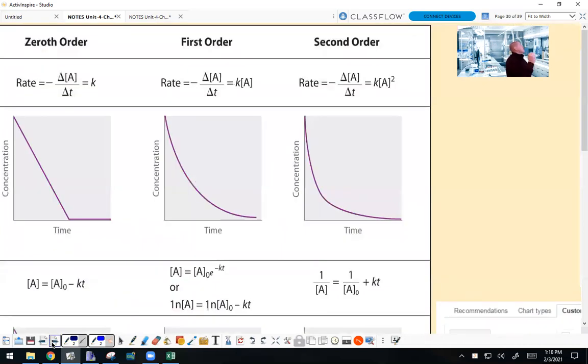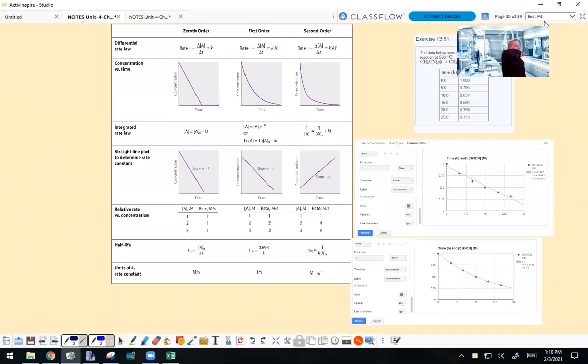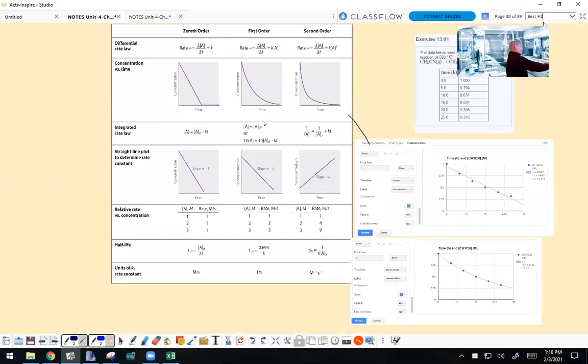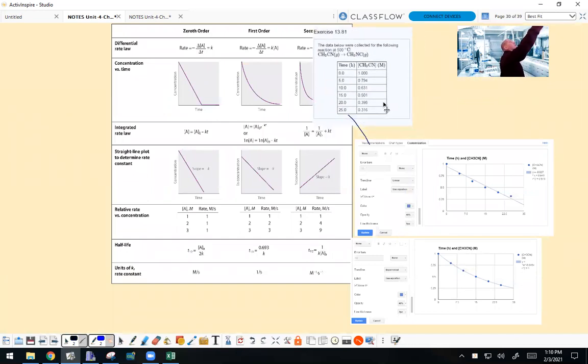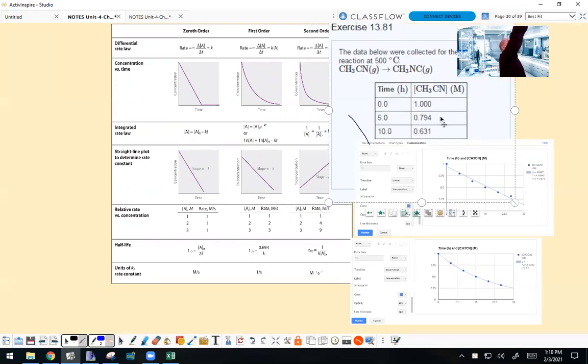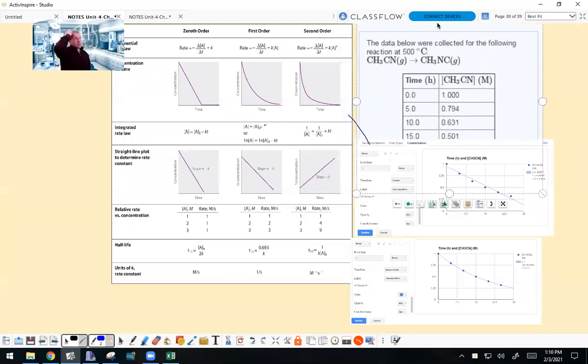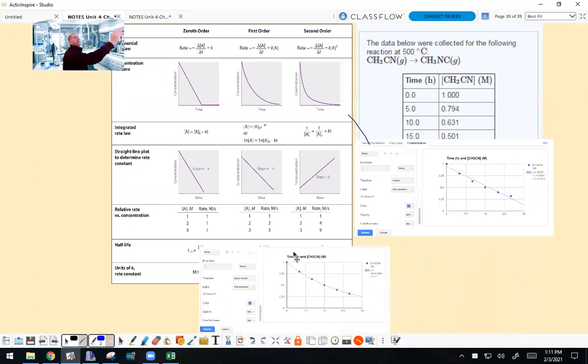So again, just more of looking at more graphs. Now, one of the things you're going to see us do now then is we're going to graph all of our data as concentration versus time. So this right here is a question from your book. Exercise number 81. And it says the data below is collected for the following reaction. Now, they always give you a temperature because K changes as temperature changes. That's the Arrhenius theory, which we'll get to.